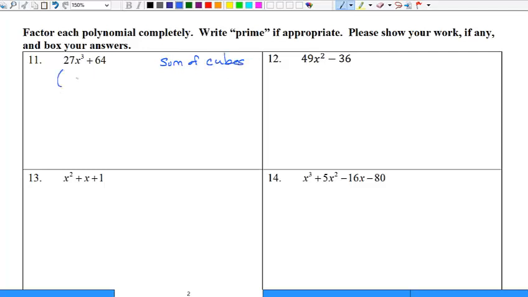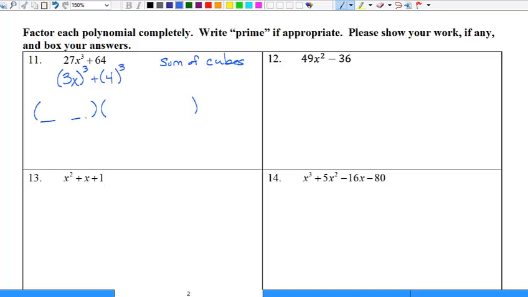So let's check to see if that works. We need the first term to be a perfect cube, and we need the second term to be a perfect cube in order to do this. What cubed gets you 27? Well, that's 3. What cubed gets you x cubed? Well, that's x. So 3x times 3x times 3x does give you 27x cubed. 64, that's 4 cubed. Okay, so I can do this problem.